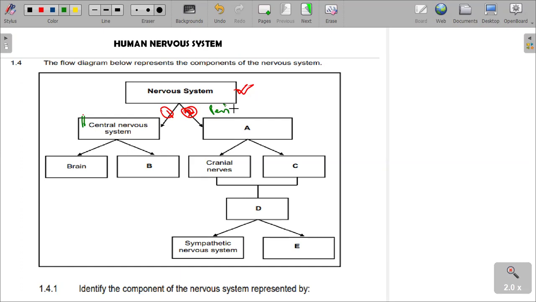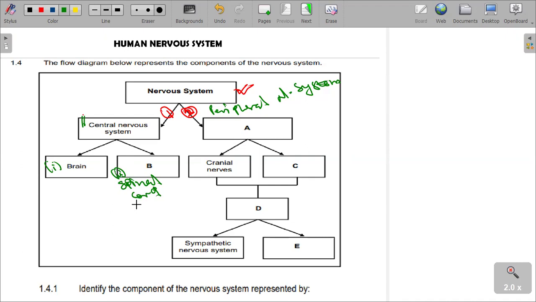Must be the peripheral nervous system. So we are saying the human nervous system is divided into two parts: the central nervous system and the peripheral nervous system. The central nervous system is divided into two parts again: one, the brain, and two, the spinal cord. These are the two that form the central nervous system.